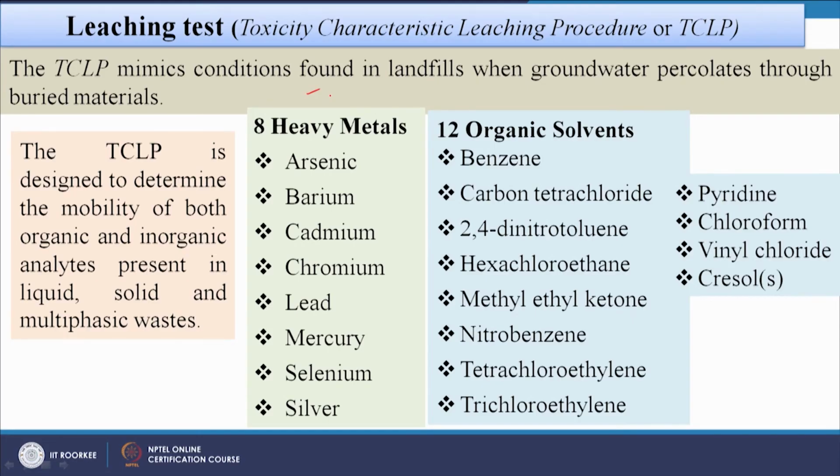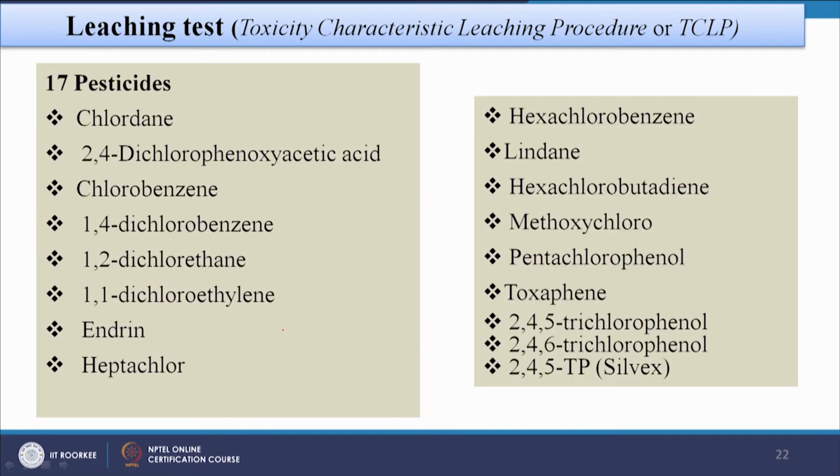So, the TCLP is designed to determine the mobility of both organic and inorganic analytes present in liquid, solid and multiphasic waste. So, different heavy metals as shown here, say 8 heavy metals, and different organic solvents as shown here: arsenic, barium, cadmium, chromium, lead, mercury, selenium, silver; benzene, carbon tetrachloride, 2,4-dinitrotoluene, hexachloroethane, methyl ethyl ketone, nitrobenzene, tetrachloroethylene, trichloroethylene, pyridine, chloroform, vinyl chloride, cresols. These are the different pesticides as mentioned here.